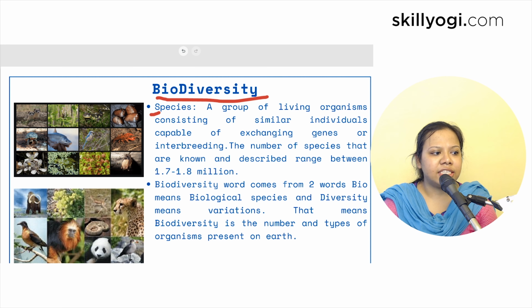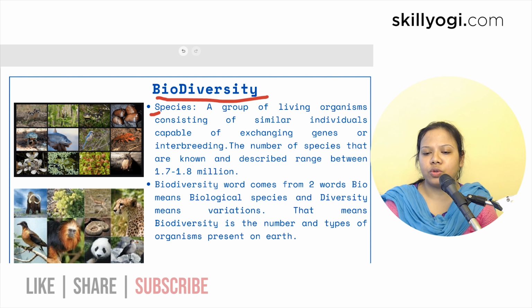are species, different types of plants are different species, dogs are species, cows are species. So these are species. That means they are capable of exchanging genes between them. But an elephant cannot reproduce with a dog. That means these are two different species. A human cannot reproduce with a cow. So that means these are different species.